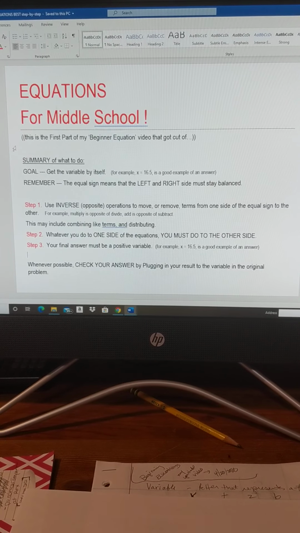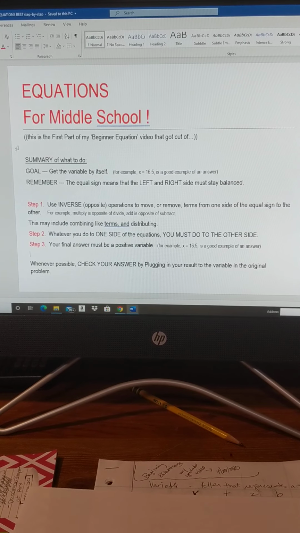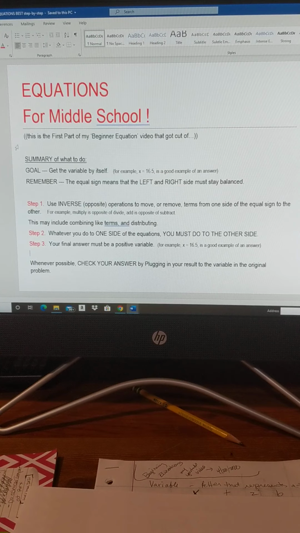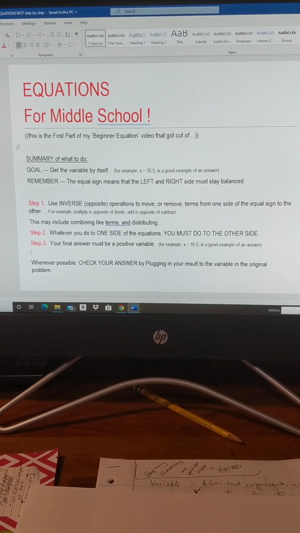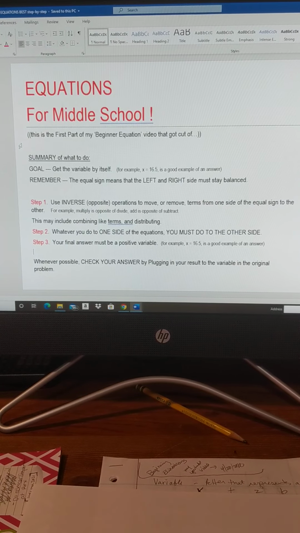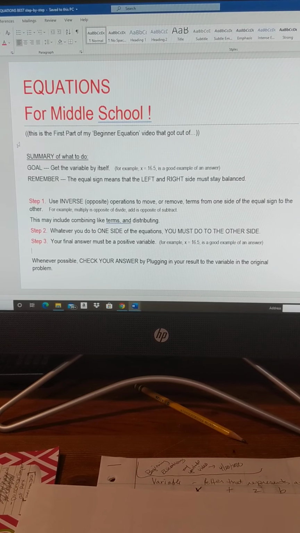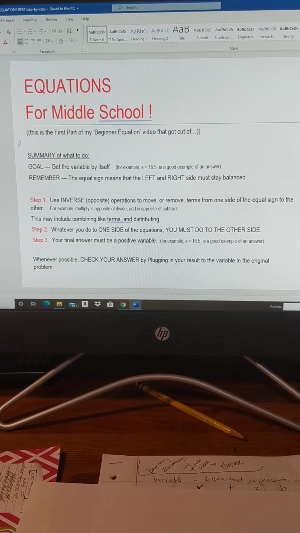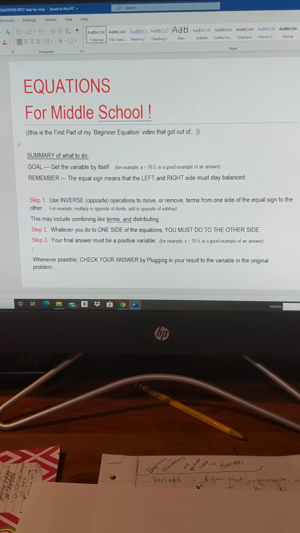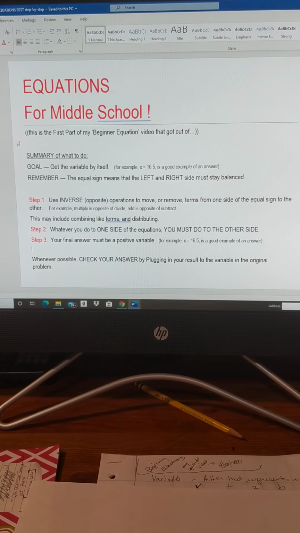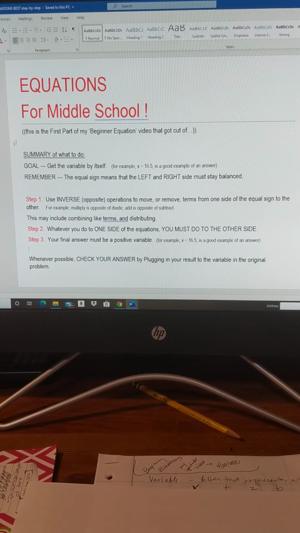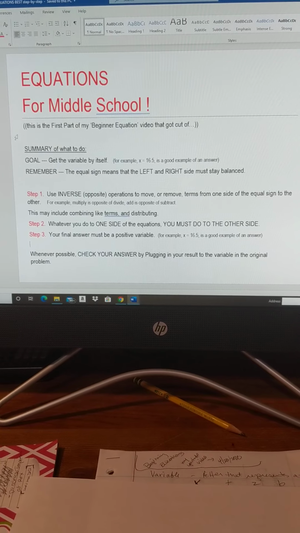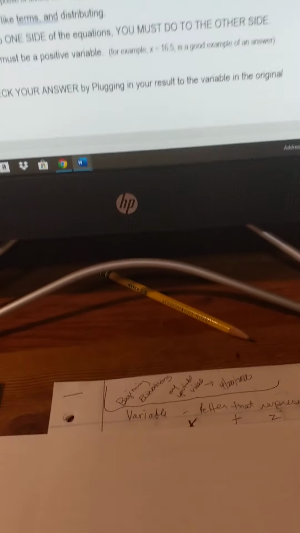This may include combining like terms and distributing. Step two, whatever you do on one side of the equation, you must do on the other side. Very, very important. Step three, your final answer must be a positive variable. Again, x equals some number is a good example. Not negative x equals some number, but x equals some number. Whenever possible, check your answer by plugging it into the original equation.